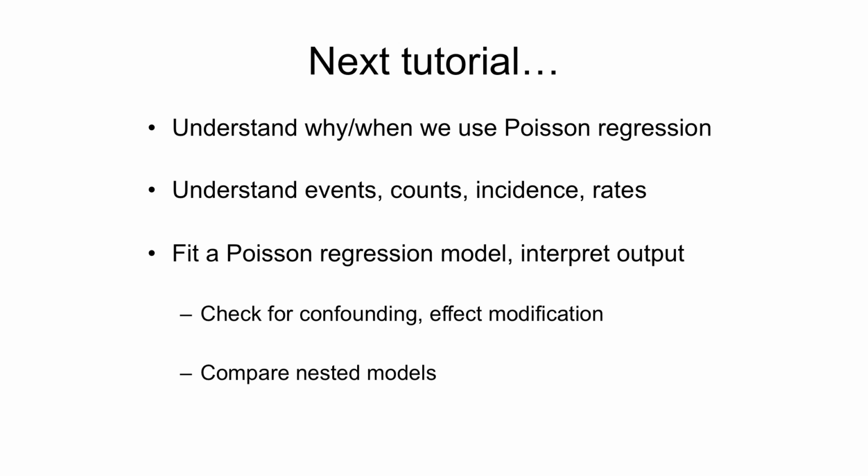In the next tutorial, we're going to discuss why and when we use Poisson regression. We'll talk about events, counts, incidence, and rates. We'll go over how to fit a Poisson regression model and how to interpret output, check for confounding and effect modification, and how to compare nested models with Poisson regression.